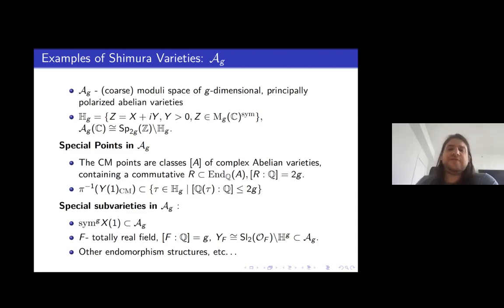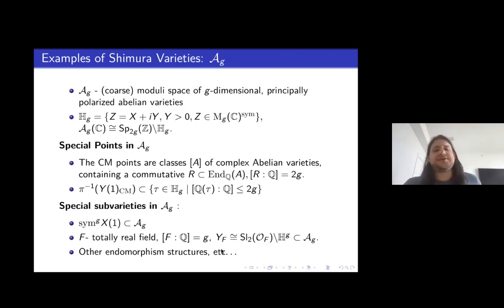You can fix a totally real field F of degree g, say, and you have these Hilbert modular varieties. From a symmetric space perspective, here's what it is. It's the gth power of the upper half plane mod this lattice, SL2(O_F), where the embedding is via all the different real embeddings of F. And from a moduli perspective, this is just those abelian varieties with endomorphisms by F.